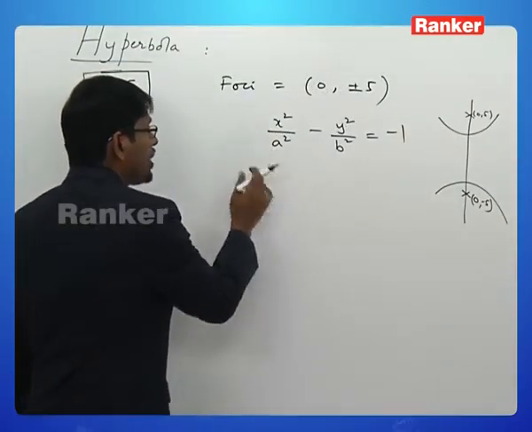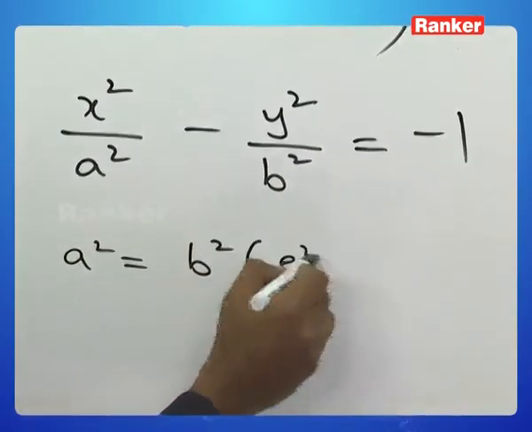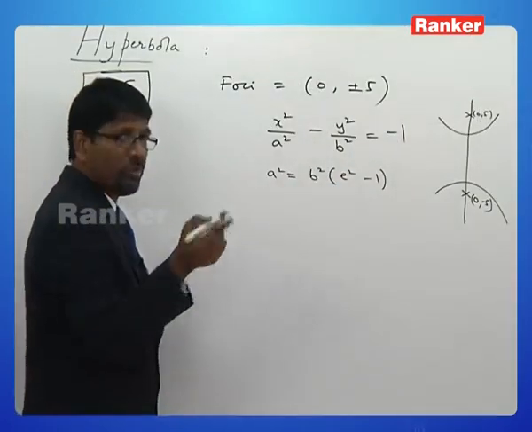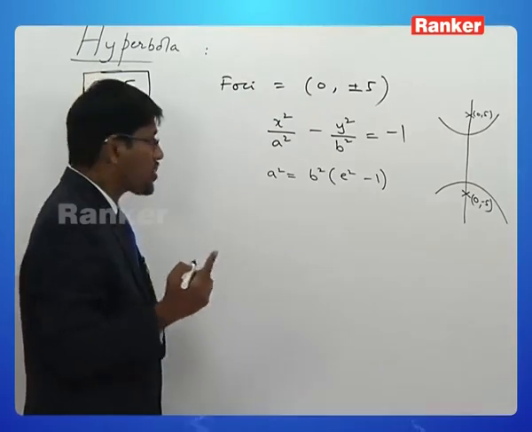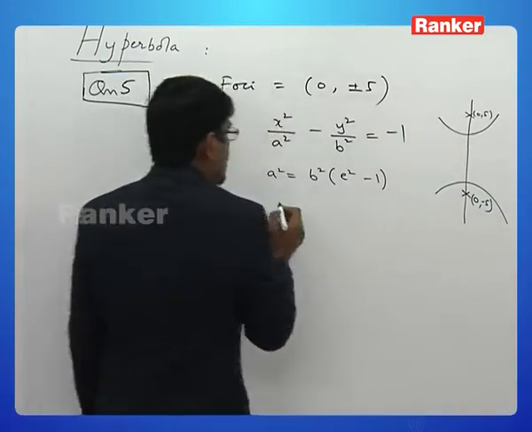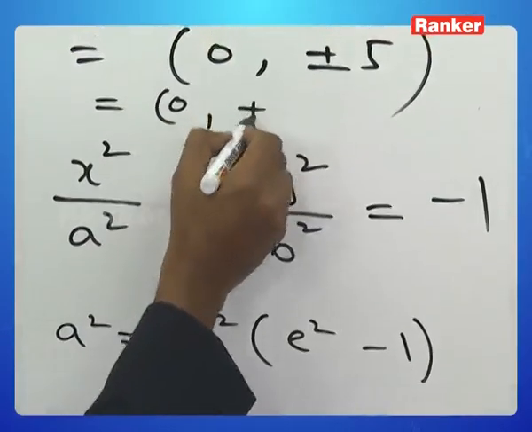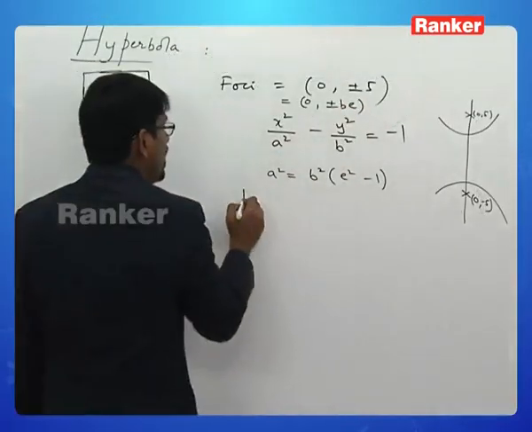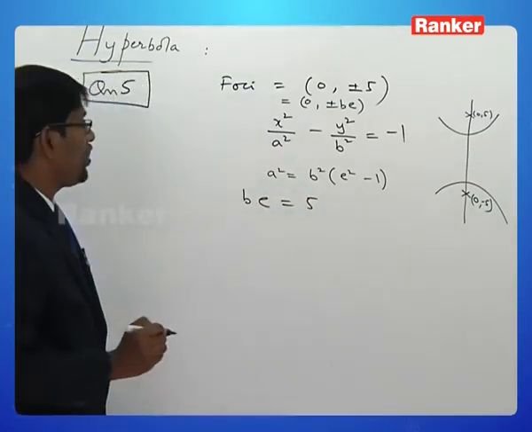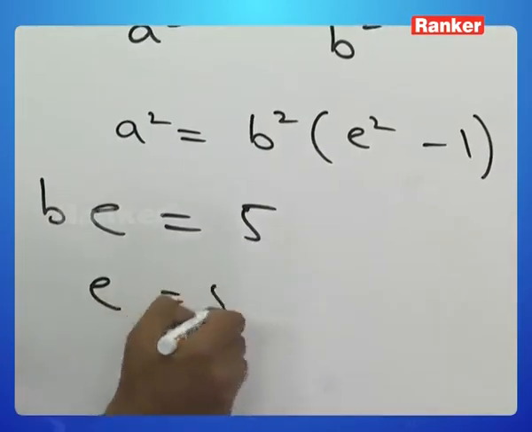Now we have a relation like this: a square should be equal to b square into e square minus 1. Instead of b square being equal to a square into e square minus 1, we will have the reverse now. Now the foci are given by 0 comma plus or minus BE. So BE is equal to 5 here. And what is e? 5 by 3, given.